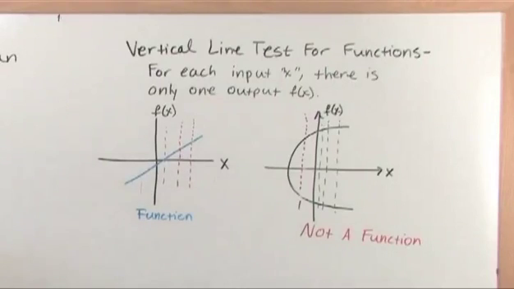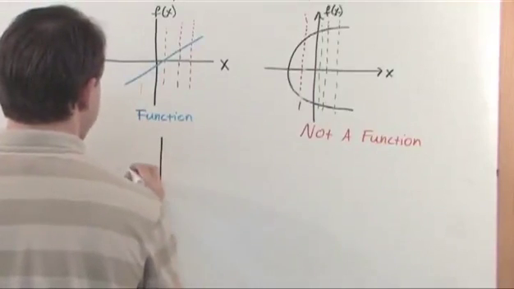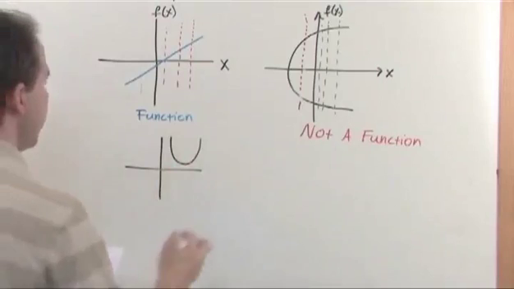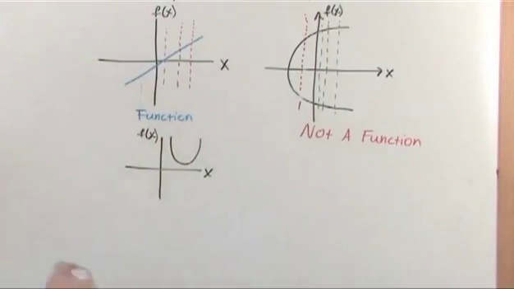Okay, so let's just get a little bit of practice with it. Let's say that, draw these a little bit smaller. Let's say we have something that looks like this, okay? And again, this is x and this is f of x, okay? Is that a function, okay?